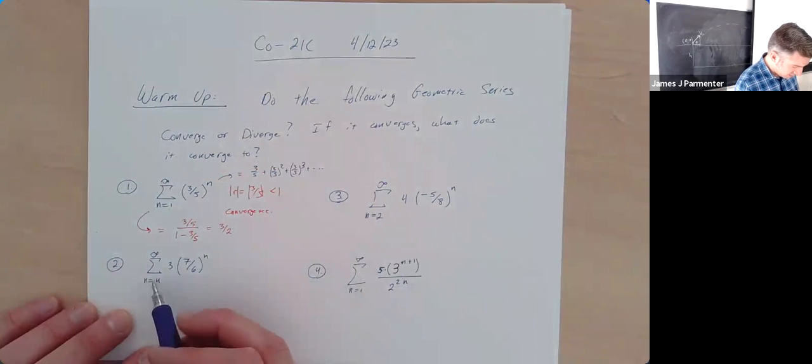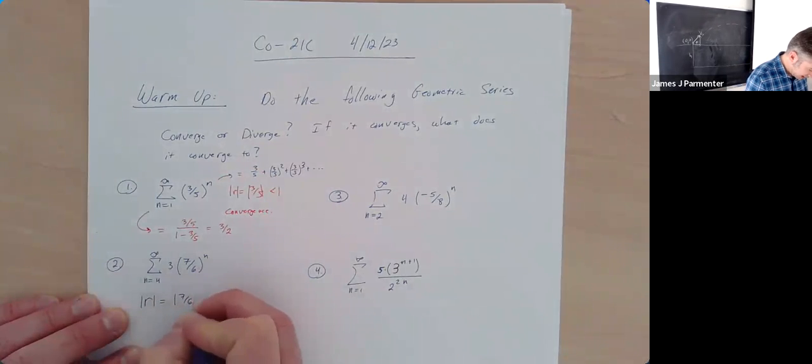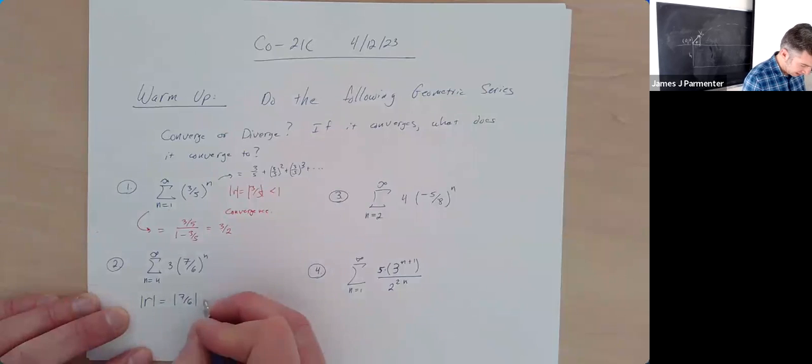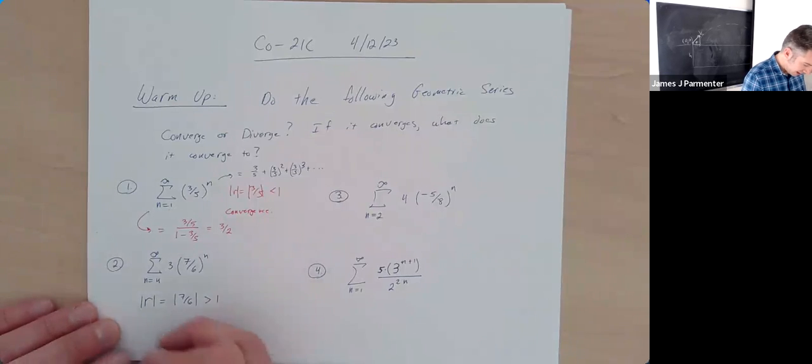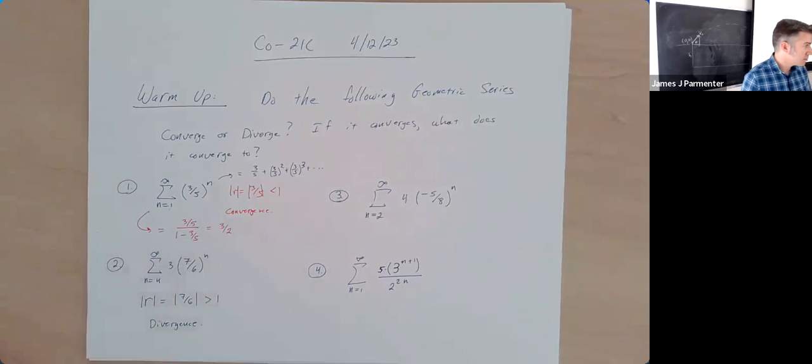For the second one, well, this one's going to be divergent because our ratio here is 7/6, and the absolute value of 7/6 is definitely larger than 1. So we get divergence. If you really wanted to, you could say it diverges to infinity because you are adding up an infinite number of positive things to get larger and larger, but I don't usually think you need to say that.